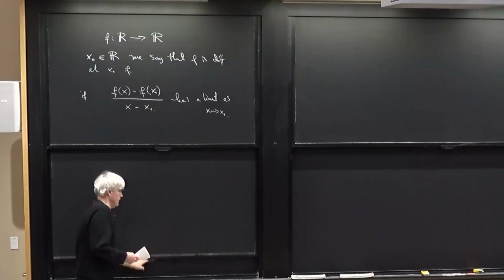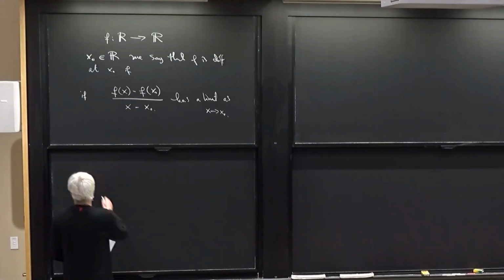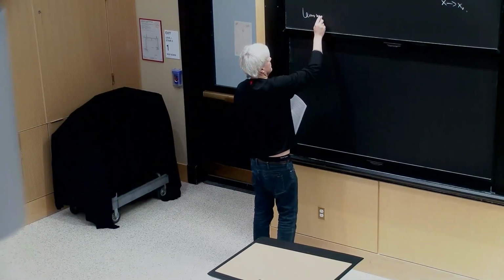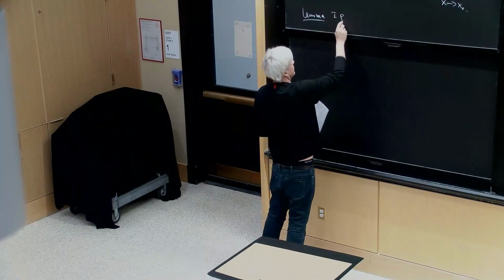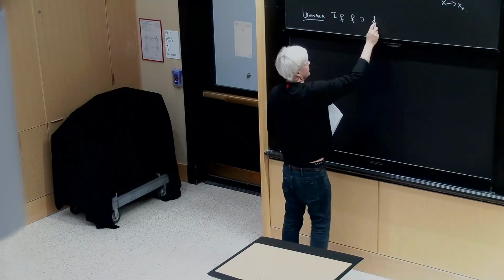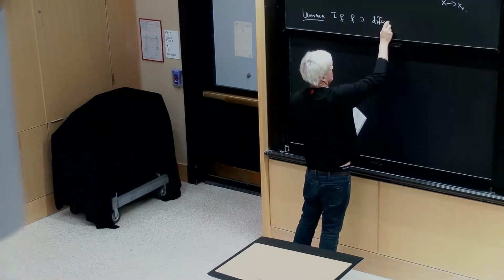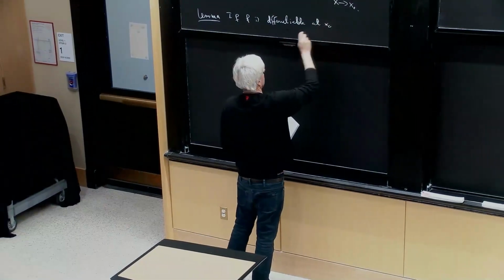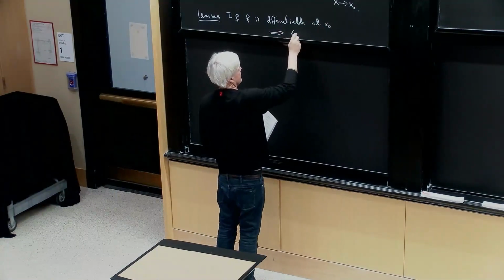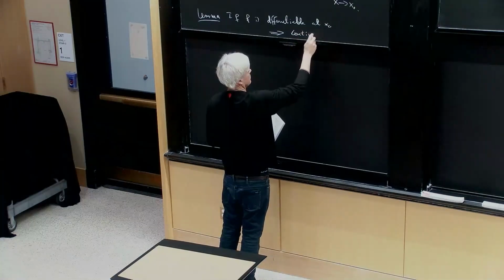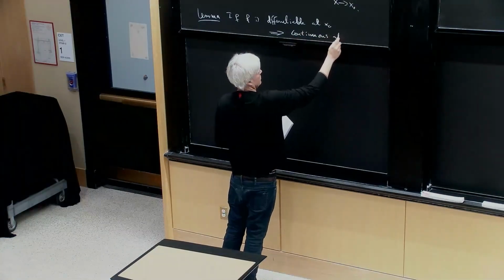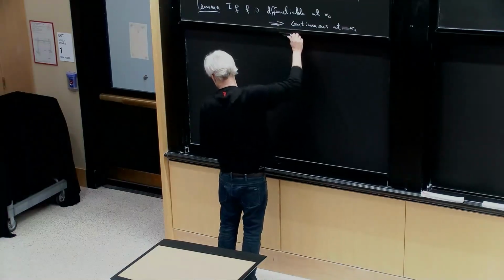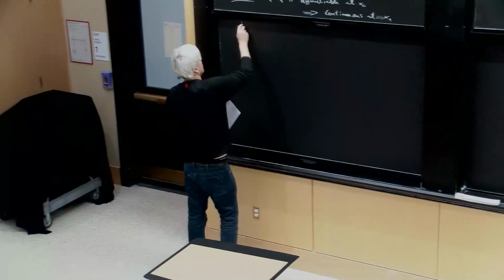And then one of the first things we saw was that we had a lemma that if f is differentiable at x0, then it implies that it's also continuous at x0. Right. And then we had, just very briefly, four rules.